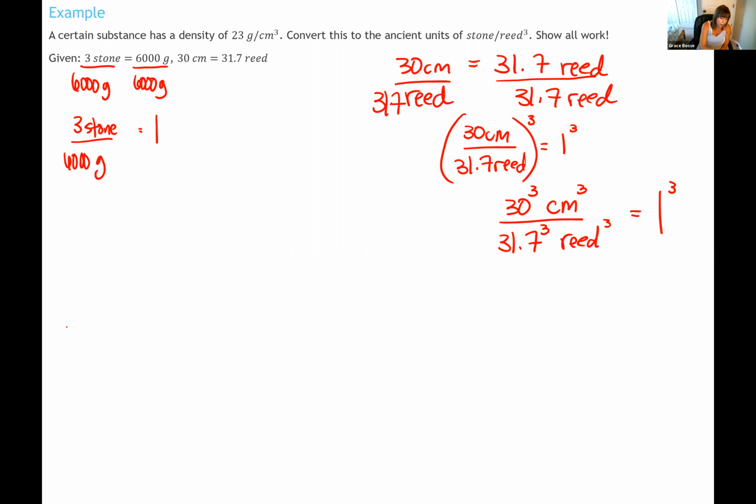So let's start off with 23 grams per centimeter cubed. I have grams in the numerator, so I want to choose a conversion rate that has grams in the denominator. The fraction that I set up had grams in the denominator. If I had set that fraction up in the opposite way, you're allowed to invert that fraction, basically just flip it over, because the number 1, you can also flip that 1 over too, and you still get the number 1. So my fraction that I set up is good. 3 stones divided by 6,000 grams. The grams in the numerator cancel with the grams in the denominator. That's how I know I chose the correct version of that fraction.